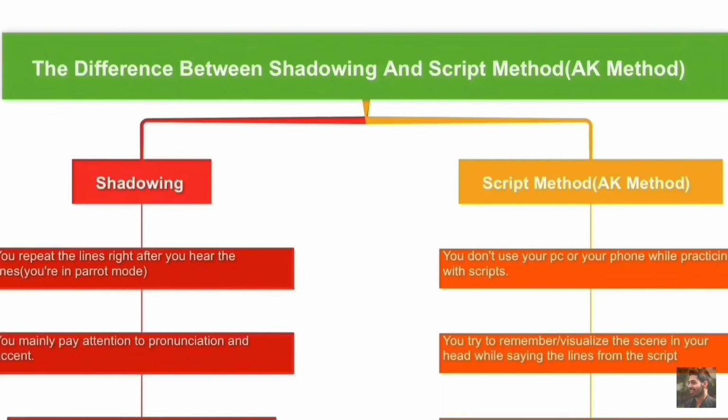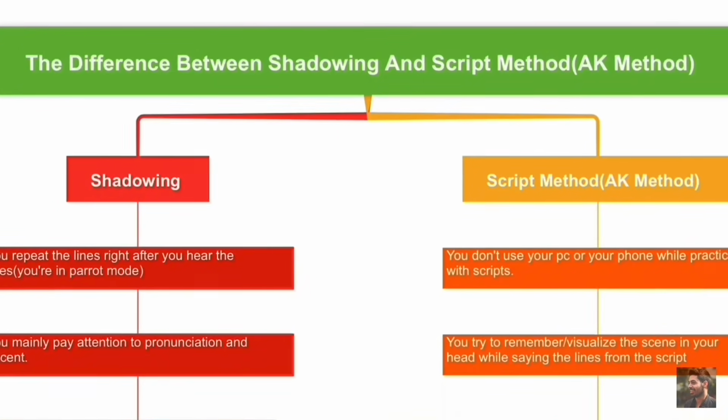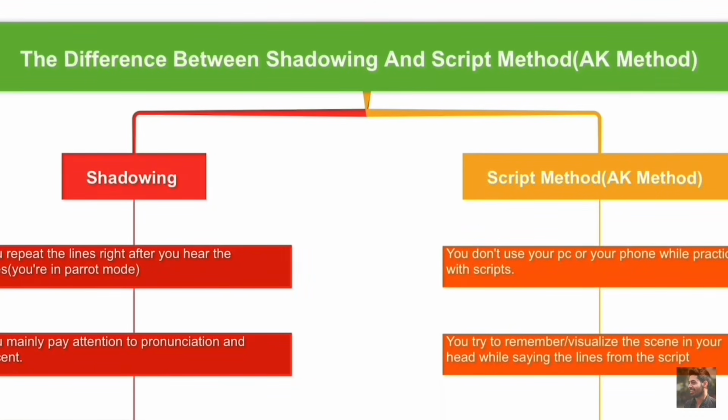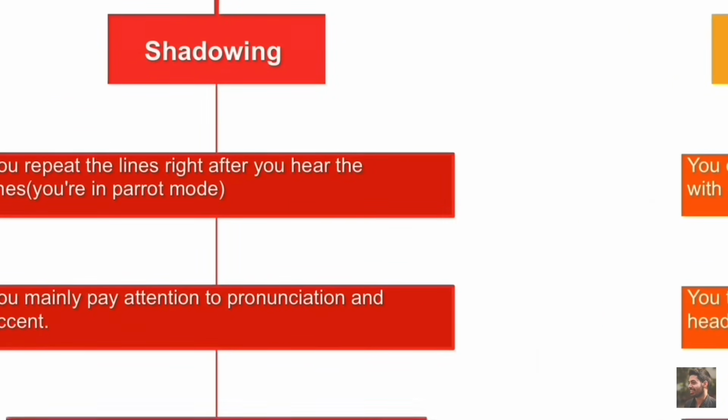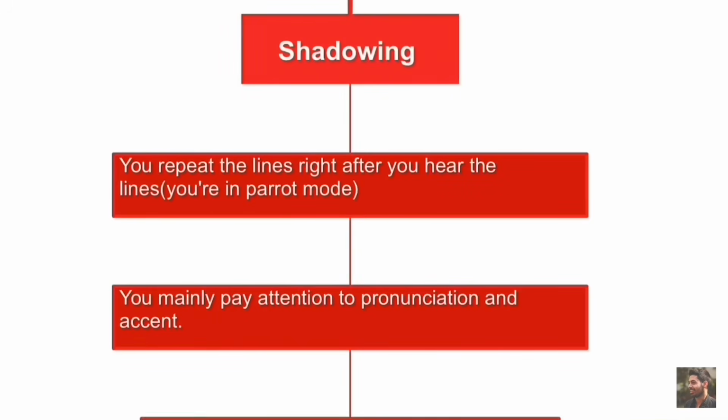I always get this comment saying, oh, what is the difference between shadowing and your method? It seems the same to me. Now, let me explain the difference between shadowing and the script method, because they are completely different. When you do shadowing, you repeat the lines right after you hear them. So basically, you're in a parrot mode.